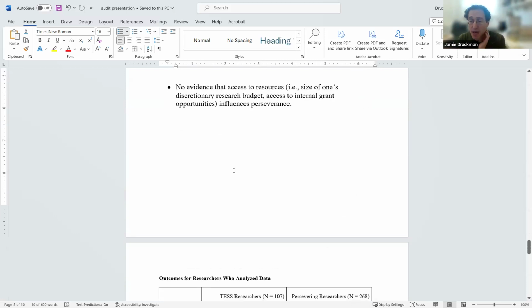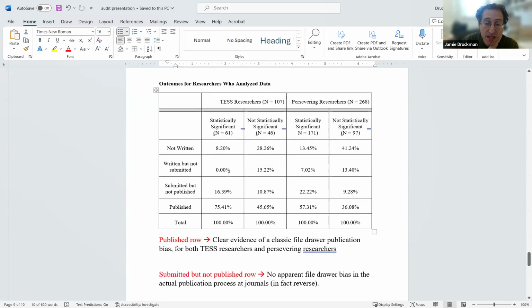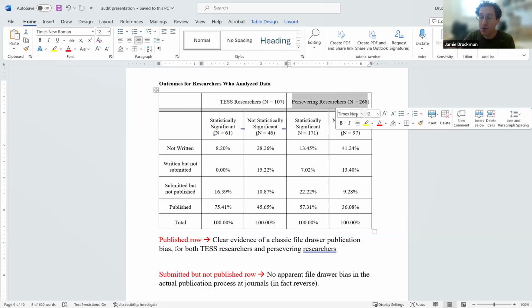Okay, let us turn to the publication and file drawer bias findings, and I'll walk you through this table because it's not the prettiest table. We break out looking first at test researchers, and then we also look at the persevering researchers. So these are people who actually analyzed their data, right? If they didn't analyze their data, we can't see if there was a publication bias from a statistically significant result.